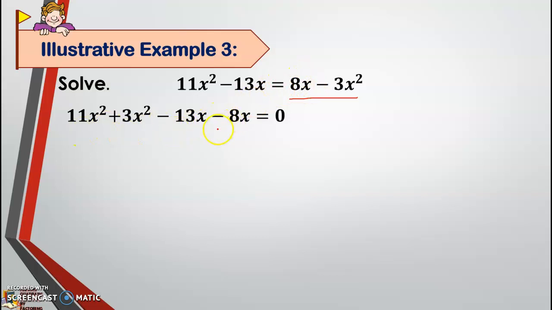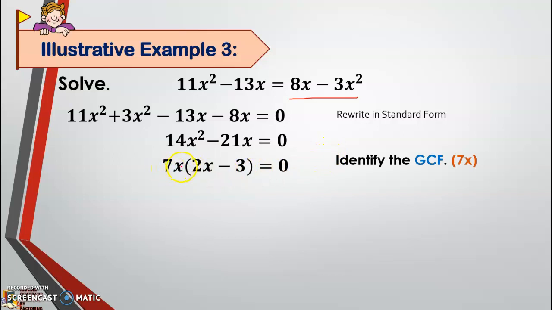So next you combine like terms. 11x squared plus 3x squared, that's 14x squared. Negative 13x minus 8x, that's 21x, right? So 14x squared minus 21x equal to 0. After that, you can now identify your GCF, which is 7x, right? So after that, you divide, and then you're left with 2x minus 3. Basically, it's like this: 7x times the quantity 14x squared over 7x minus 21x over 7x.